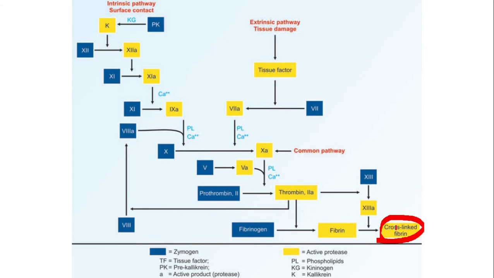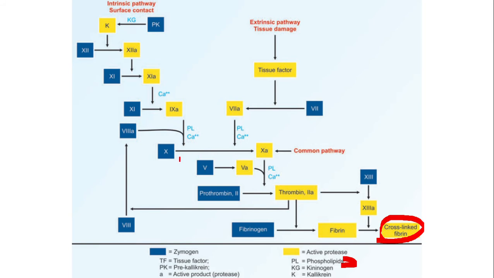So cross-linking of fibrin is actually blood coagulation. It takes place when prothrombin (factor II) is converted into thrombin (factor IIa) by means of factor Xa along with factor Va and PL. PL is phospholipids. You can see it here, phospholipids, and also calcium (Ca2+) ions.